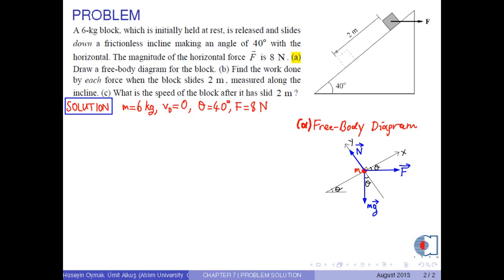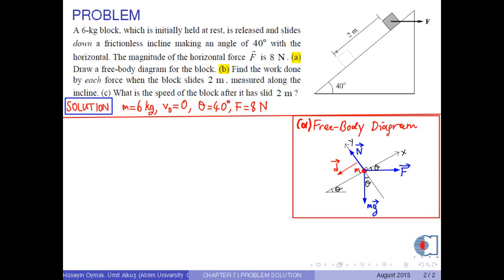As the final step to draw the free body diagram, we can show the displacement vector d like this. Okay, that's all about the free body diagram. B. Find the work done by each force when the block slides 2 meters measured along the incline.